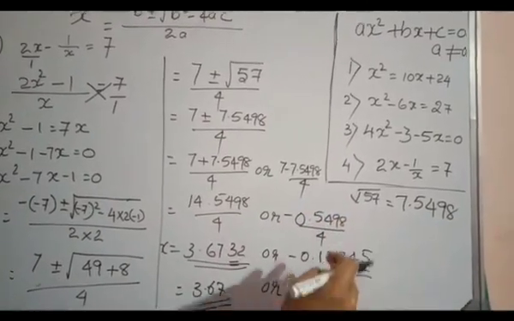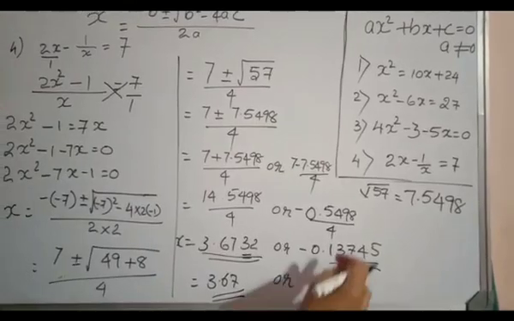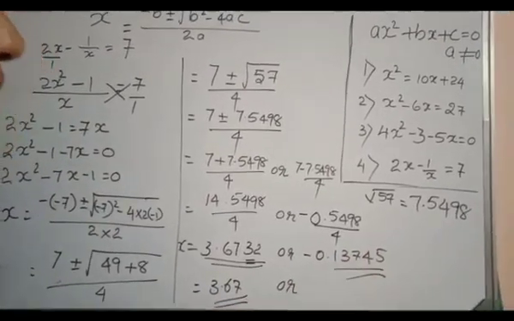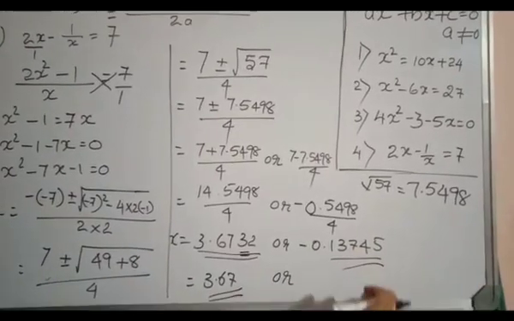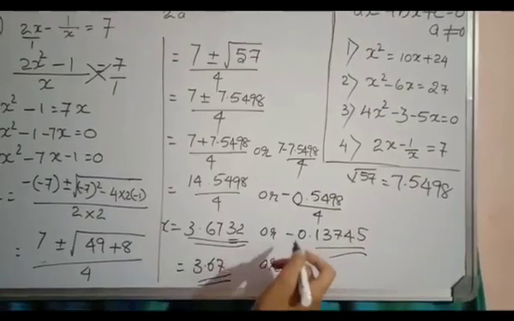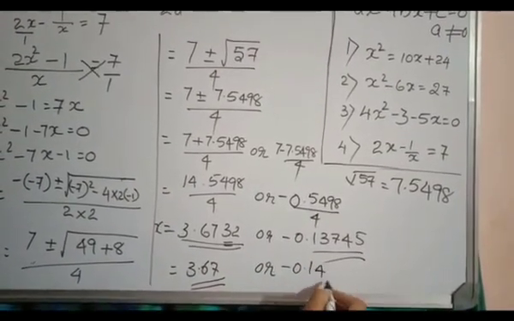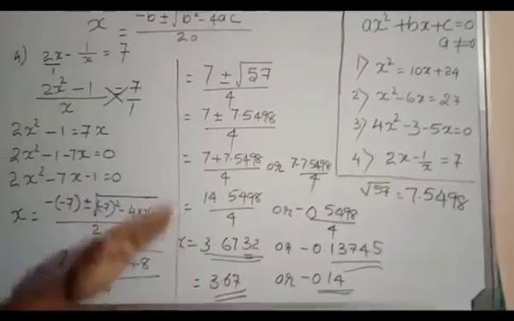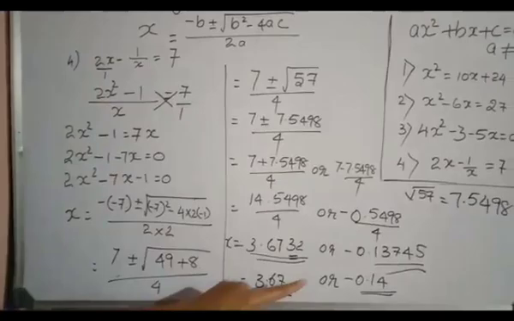Now when you go to the next part, even this answer you need to write correct to 2 decimal places. In such a case, check the third digit after the decimal. It is 7 and that is more than 5. So you need to add 1 to the previous digit, that is to 3. So your answer will be minus 0.14. This will be your answer when you are finding the solution for this particular question corrected to 2 decimal places.